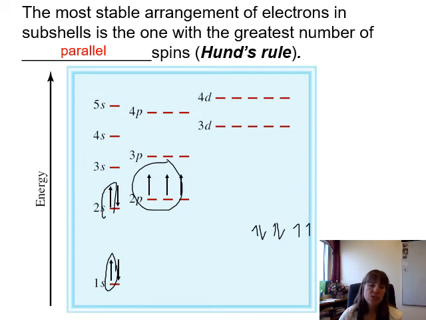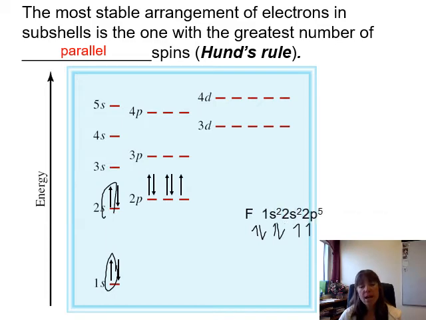Nitrogen, 7 electrons, you put a 3rd one into there. Oxygen has 8, so you can see how this is just this fill-up method. Fluorine has 9, and there's its electron configuration. Neon has 10. So now it's completely full.